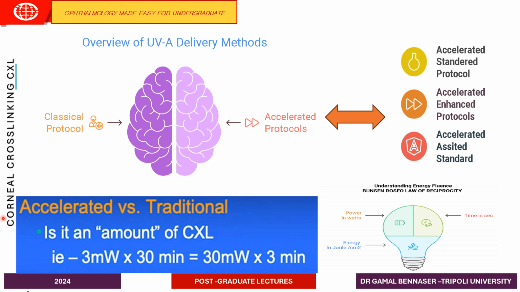So the accelerated versus the traditional protocols: as you can see, we can reach the same amount of CXL using the standard protocol, 3 milliwatts for 30 minutes. However, in the accelerated protocols, we use 30 milliwatts for 3 minutes. If you multiply, this equals 90, and this equals 90. So the total amount of energy will be the same. This is how we can modify the intensity of energy based on the Bunsen-Roscoe law that I will explain in the next slide.